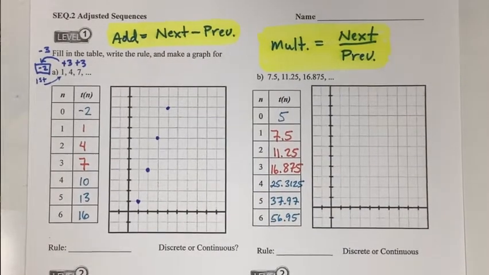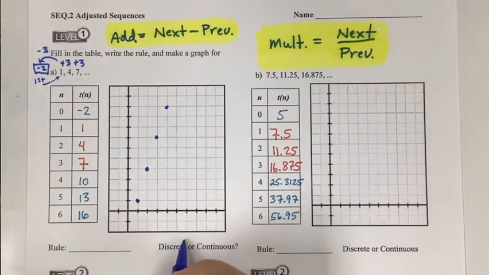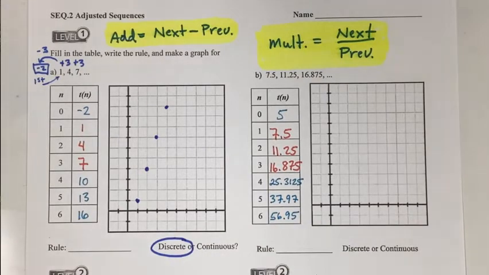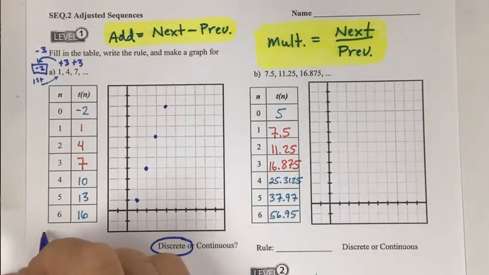Now what we want you to do is, again, state what kind of graph we have. This is a discrete graph because there is no information between those dots. It's just a sequence of terms and their values, and that's it. The rule is started and stated as T of n equals.